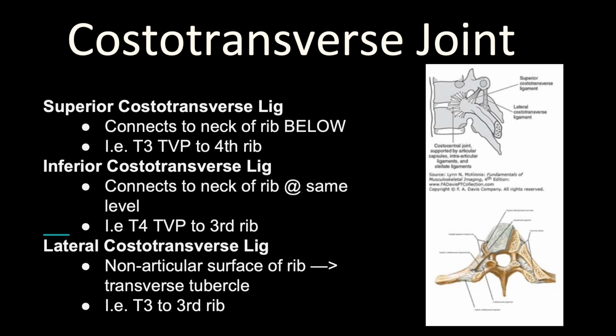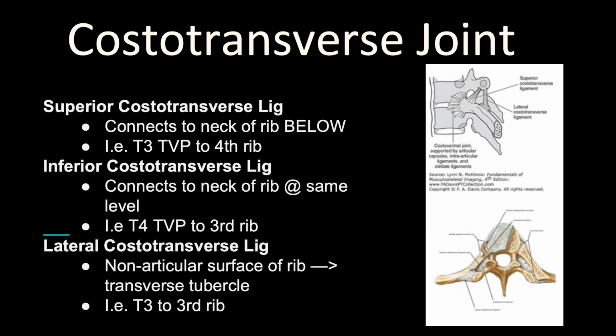All right, the costotransverse joint. Costo means rib, transverse indicates your transverse process. Remember that those articulations aren't going to be present on every single vertebral level. So know where they are present and the parts of it as they relate to each of the ribs. The diagram here is on page 90, if that's helpful to you.